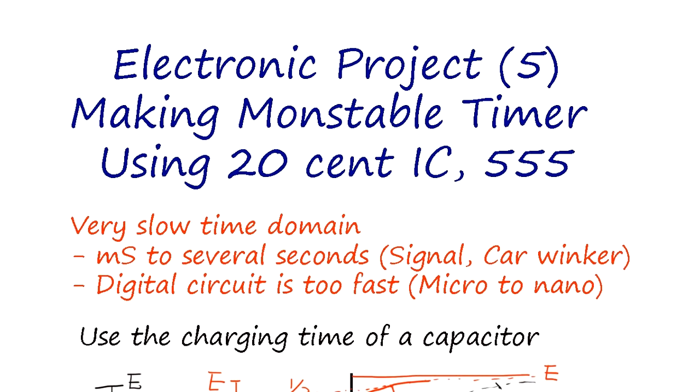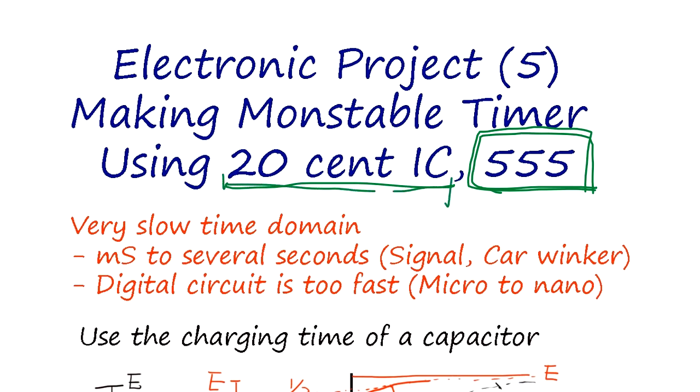Electronic Project 5, making a monostable timer using a 20-cent IC. This IC chip is the well-known 555, a very cheap timing device. We use this chip to make a timing control circuit. In this video, we show you the complete process.